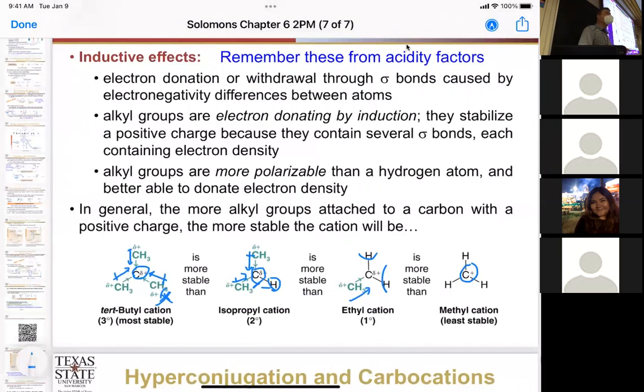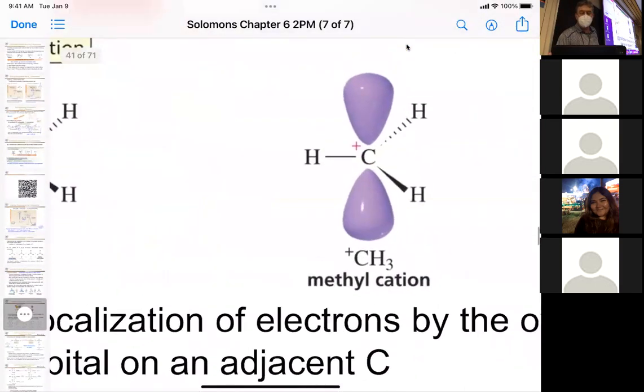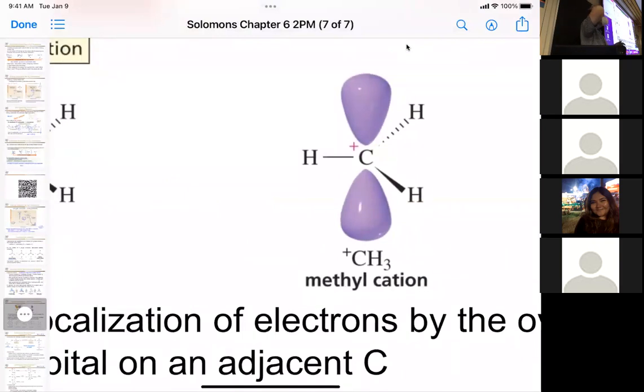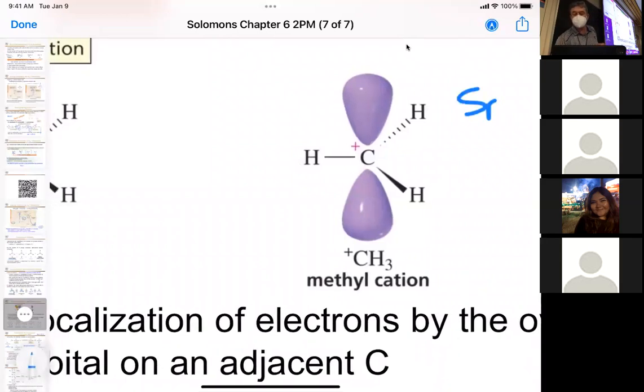Okay, the second effect is what we call hyperconjugation. But to understand hyperconjugation, we've got to understand the shape of our carbocation. Our carbocation has changed hybridization from sp3, when it was bonded to the halogen, to sp2. So it's sp2, and it has one p orbital, and it's empty. Okay, so if that carbon is sp2, that turns it back into trigonal planar, and we have that p orbital above and below the plane of that trigonal planar shape we got.